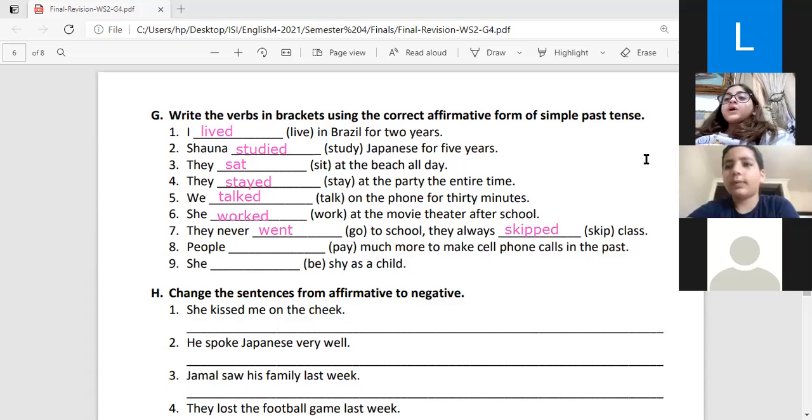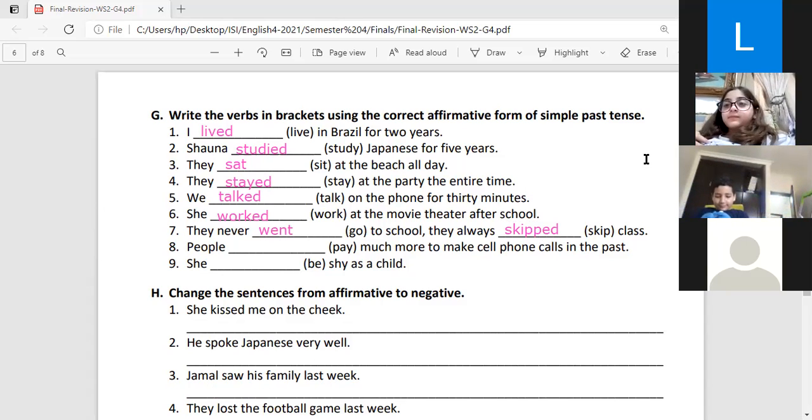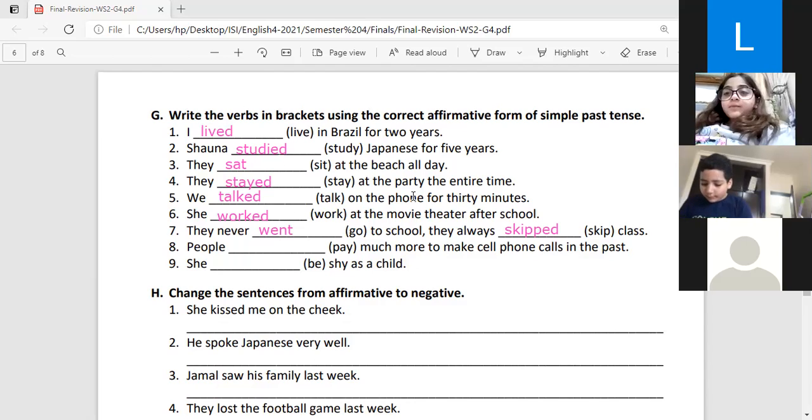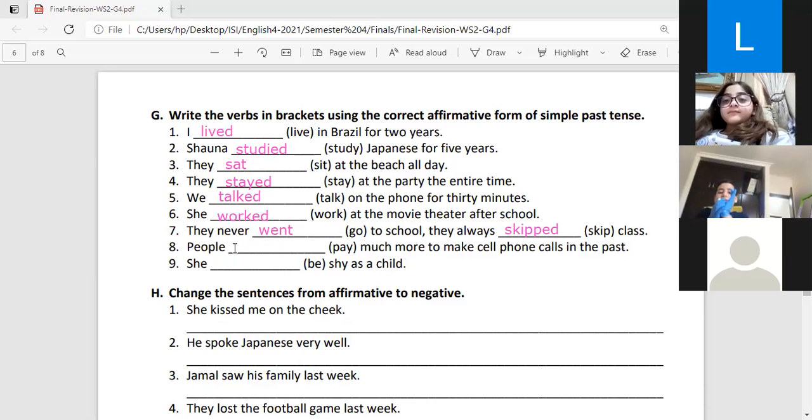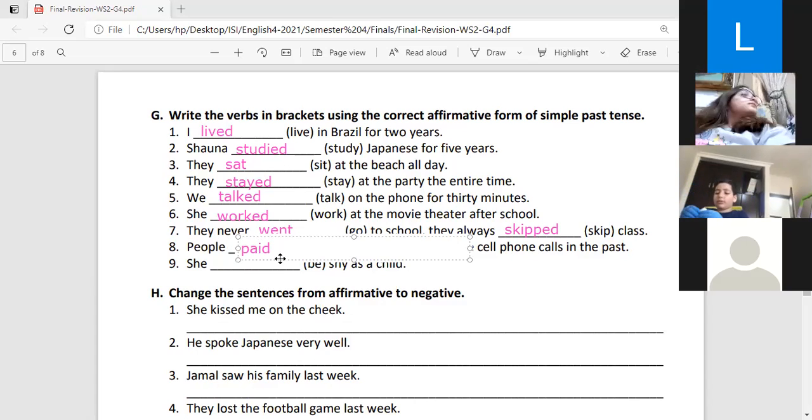Going, not now. Leave it. We're not going to deal with the progressive now. Number 8. People pay much more to make cell phone calls in the past. Must pay attention in the simple past tense, not progressive. Paid. Notice something, guys, that paid here is an irregular verb. It doesn't take ED. It's written P-A-I-D.